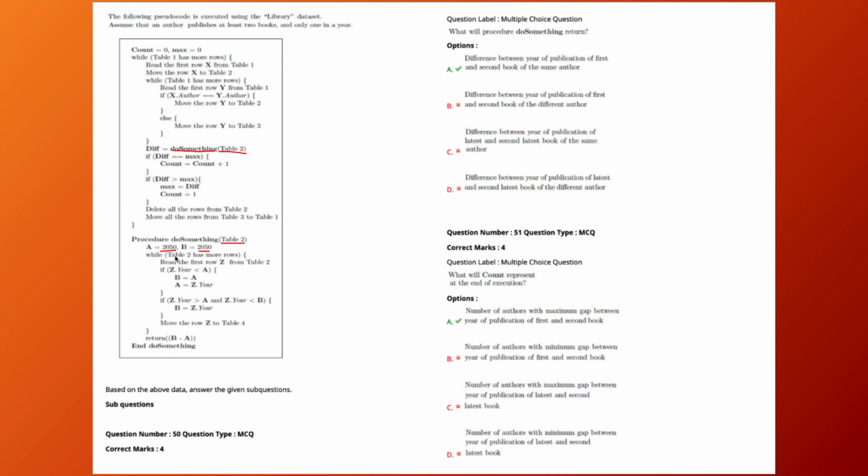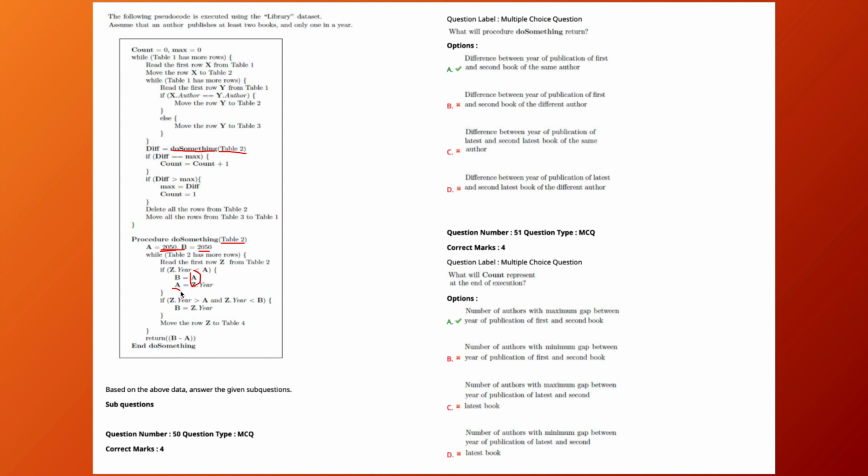Anyways, let's see what they've got on offer here. They say that while table 2 has more rows, you read the first row Z from table 2, and if Z dot year is less than A, B is equal to A, right? So it says that if your Z dot year, that is the year that you're seeing in your card right now, is less than A, which was 2050 here, then you assign this particular A to B, and to A you're going to assign the Z dot year.